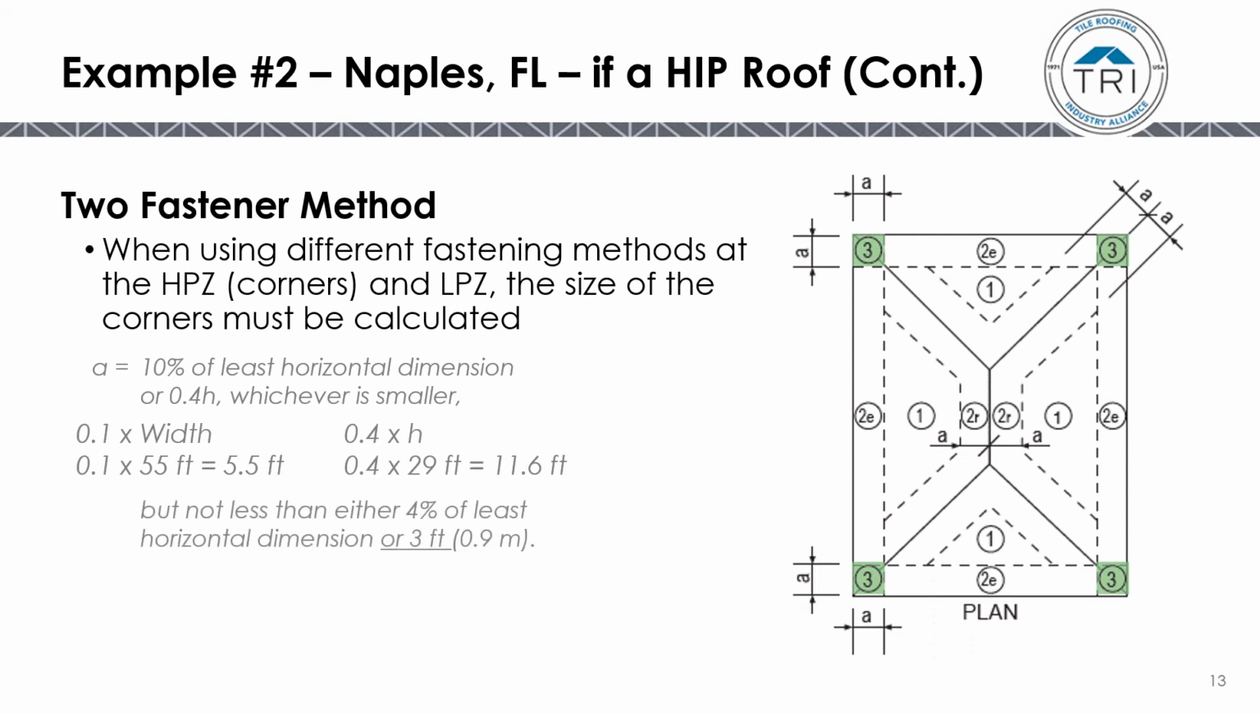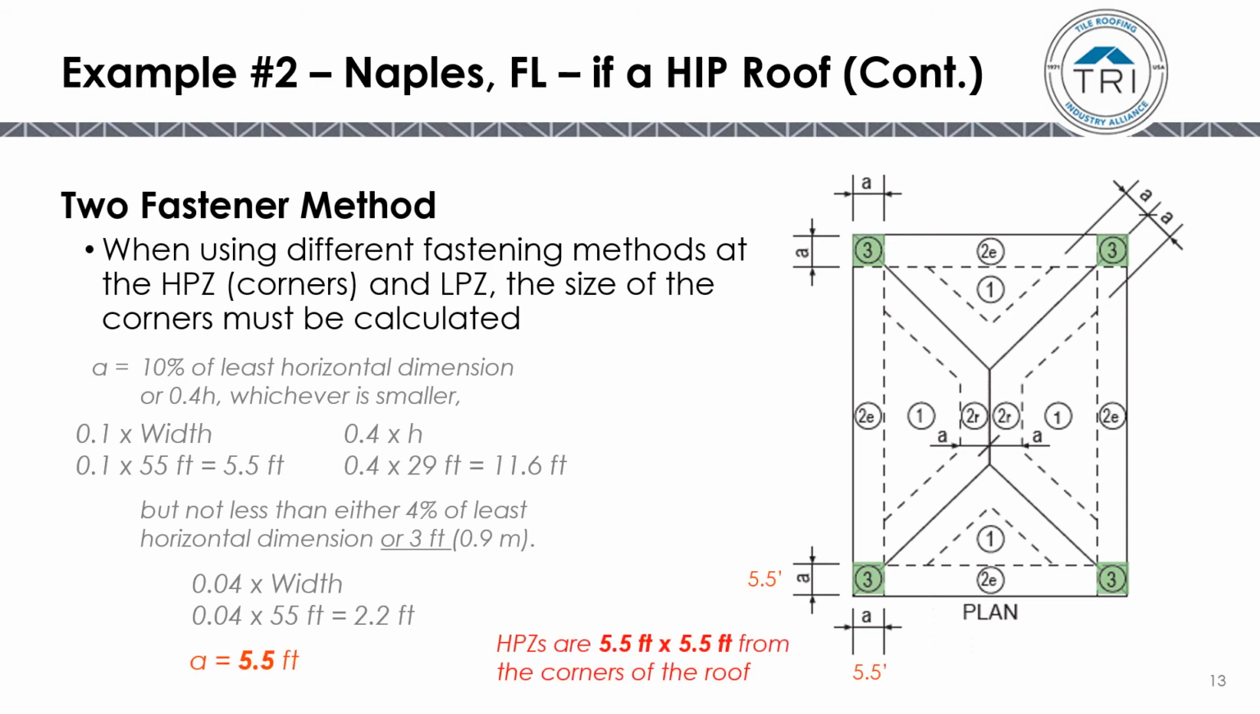But it cannot be less than 4% of the least horizontal dimension, which is the building width, or 3 feet. 0.04, or 4%, of the building width of 55 feet is equal to 2.2 feet. 5.5 feet that we calculated earlier is not less than this value, and it's not less than 3 feet. So our dimension A is 5.5 feet.